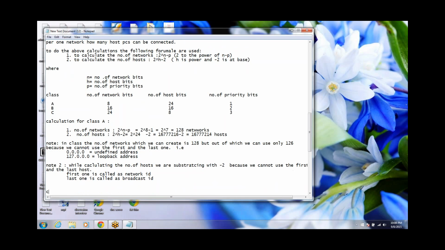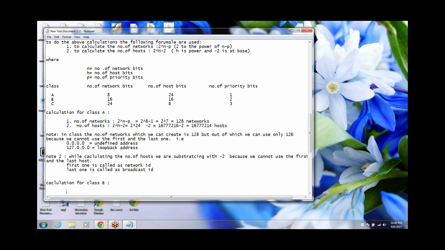Now let us see the calculation for class B. First, the number of networks. The formula is 2 to the power of n minus p, that is 2 to the power of 16 minus 2, which is 2 to the power of 14. So 2 to the power of 14 is equal to 16,384 networks. So in class B, we can create 16,384 networks.